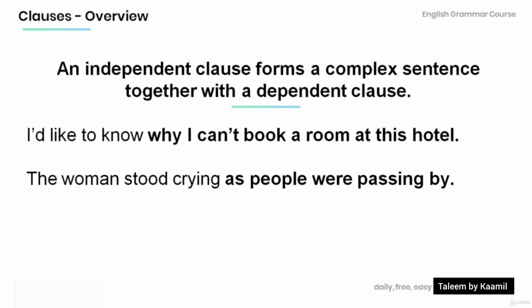Now, an independent clause forms a complex sentence together with a dependent clause. Have a look at the examples below. I'd like to know why I can't book a room at this hotel. The woman stood crying as people were passing by.